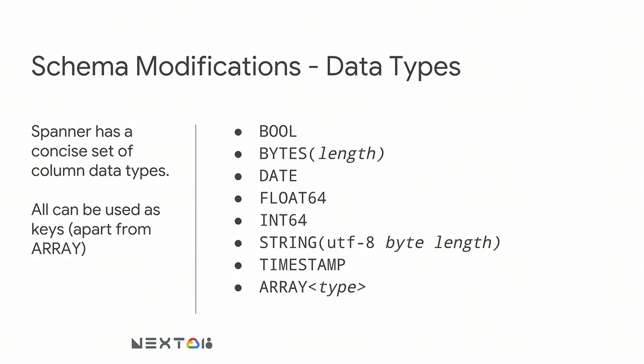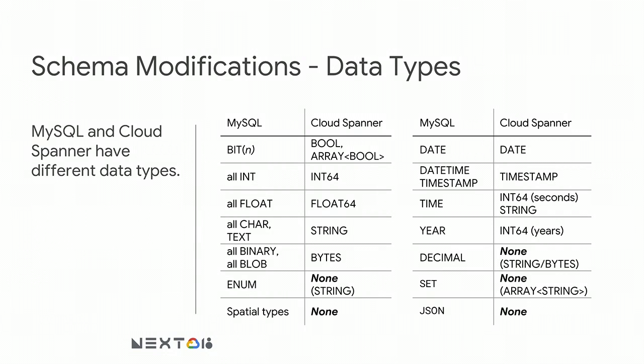So the first thing you want to do is look at your existing schema and check the data types. Spanner has a very concise set of data types. There's just this little bunch here. All of these can be used as keys, apart from the array type. The array type can be of any of the other types. So you want to look at your existing schema and map the existing data types to the Cloud Spanner data types. Many of them have a direct mapping, but some of them, as you can see in this list, do not have a direct mapping.